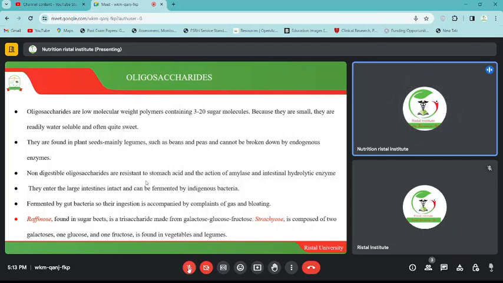Their ingestion is mostly accompanied by complaints of gas and bloating. The reason for the gas is that during the breakdown, or fermentation, there is a release of carbon dioxide. If you understand what fermentation is, during fermentation there is a release of gas. So that gas accumulation in the colon results in the feeling that you have gas inside you.